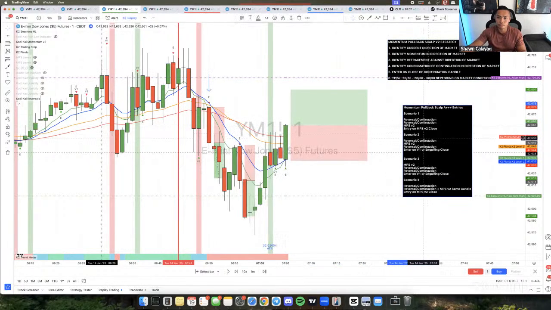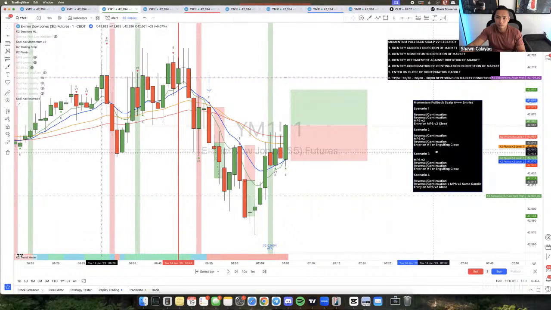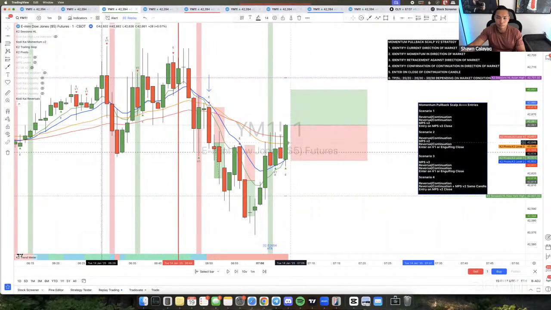So this is going to be scenario number 1, or it's going to be a little bit of a mix. You're going to have scenario number 1, and you're also going to have scenario number 2. So I explained how this is an MPSv2 setup. Now for an A++, we have an MPSv2 right here. We have a B1 variation plus engulfing, and then engulfing on this candle right here. So it's a lot of confluences in one right here.